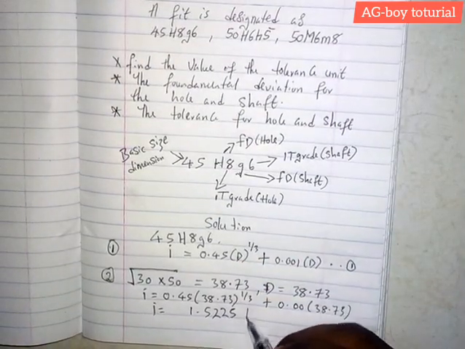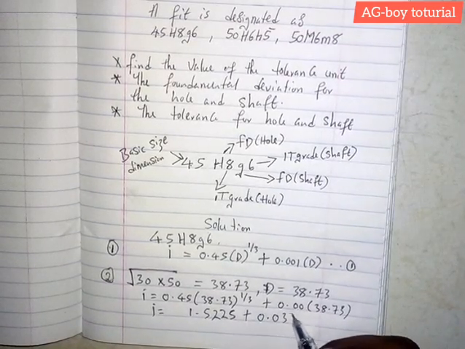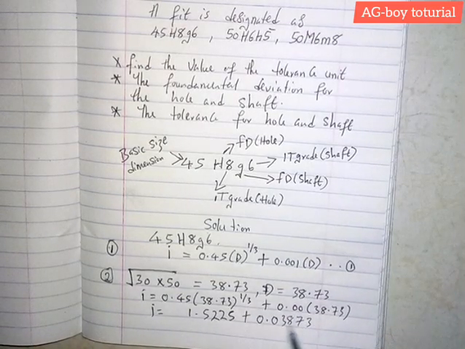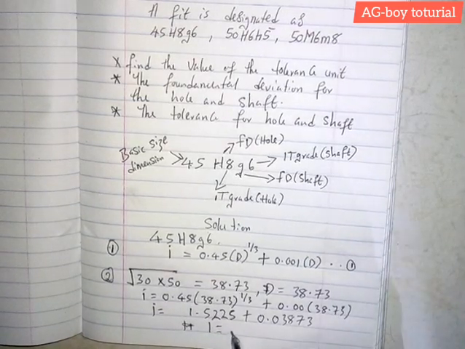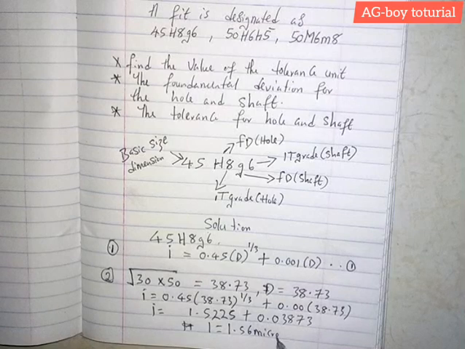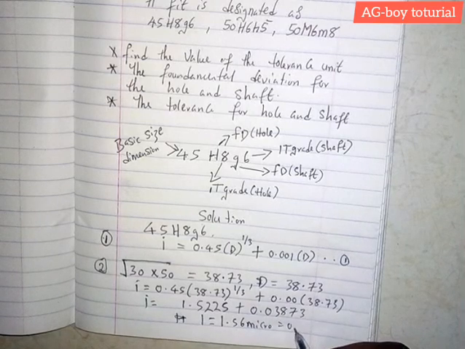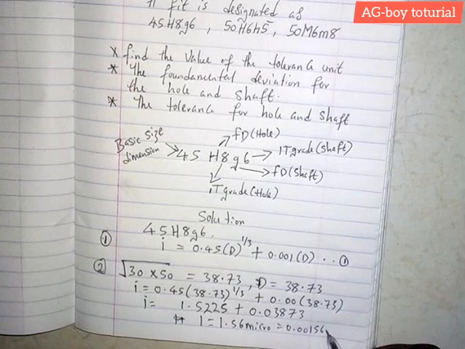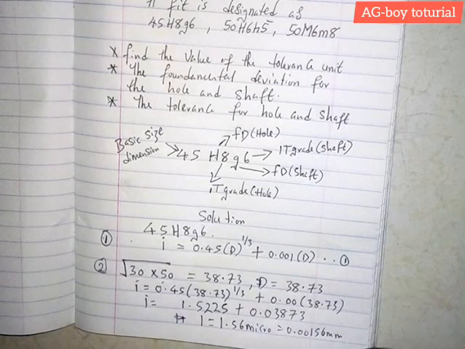1.5225 plus 0.03873. So by the time I add these two numbers together, my I is going to be equal to 1.56 microns, because your I is always in microns. You can also convert it to milli microns, which is 0.00156 mm. So this is my first step, my second step. Now let's move to the next step.